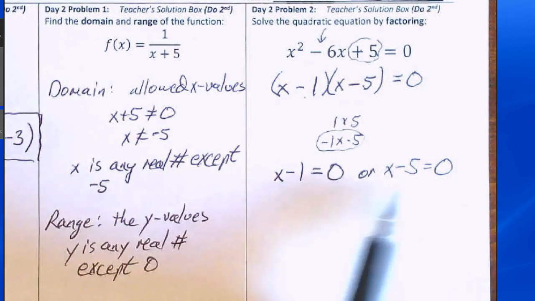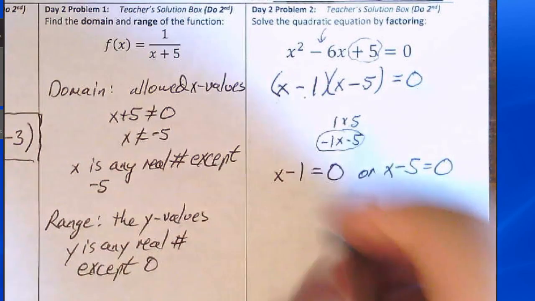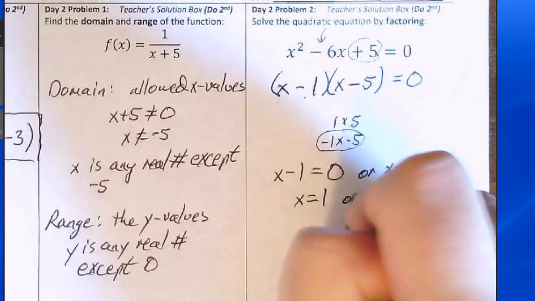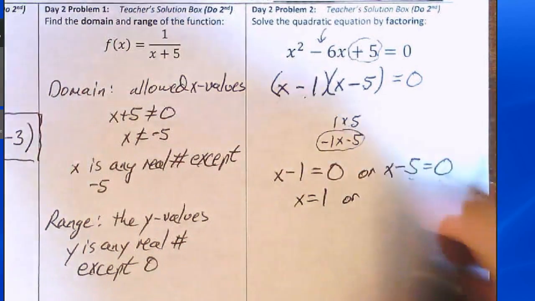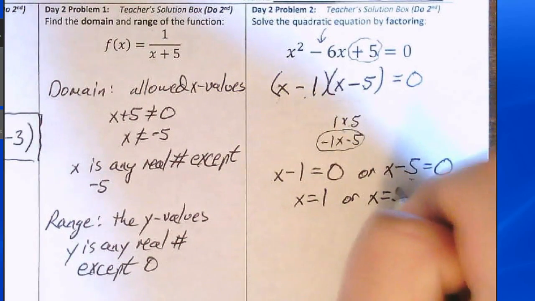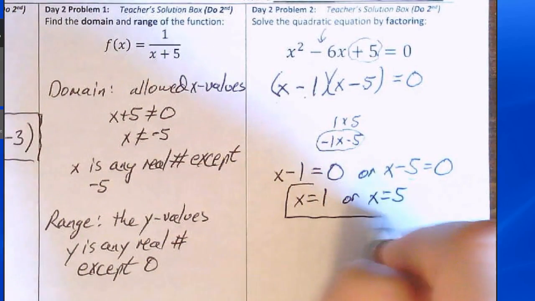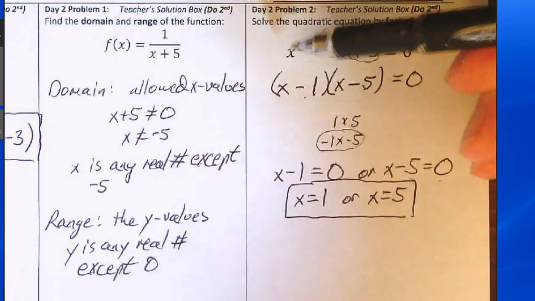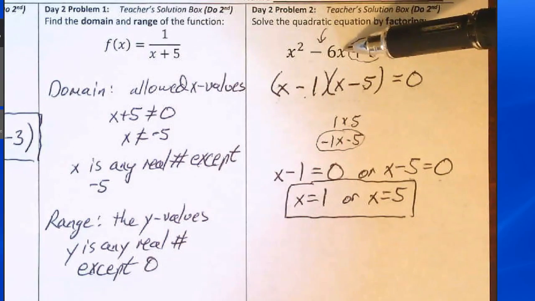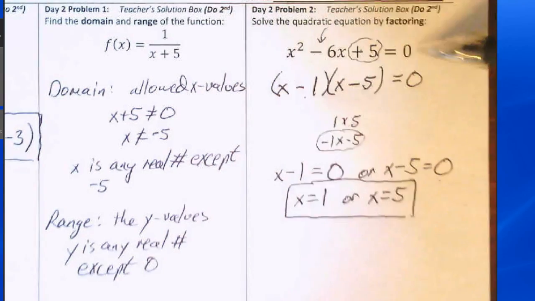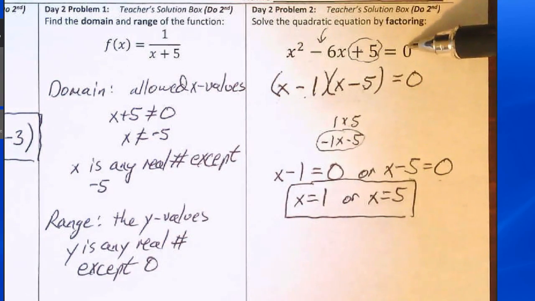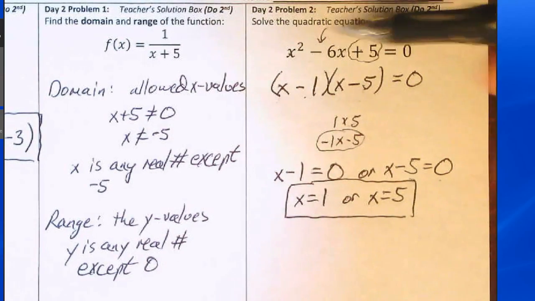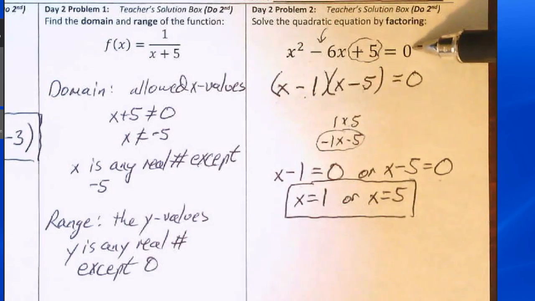Let's solve each of these linear equations. Add 1 to both sides, we get x equals 1. Or add 5 to both sides, we get x equals 5. Here are our two solutions for x to that original quadratic equation. If we put a 1 in here and work that out, it would equal 0. Or if we put a 5 here and worked that out, we would also get 0.